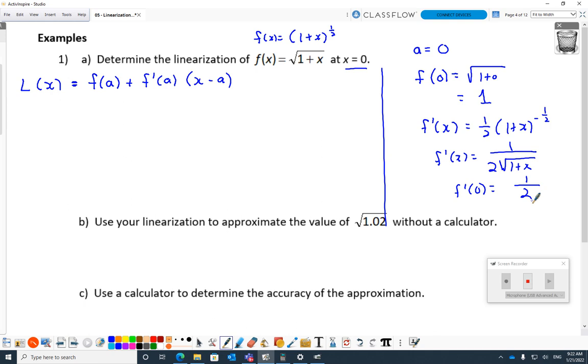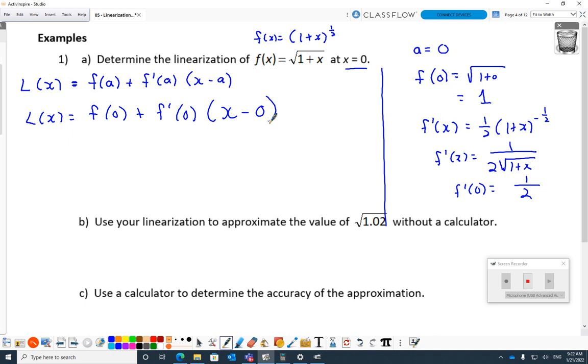We're trying to find the linearization at 0. So a equals 0. So linearization of x equals f at 0 plus f prime at 0 times x minus 0. Now, the fact that this is a 0 this time makes the linearization simplify up nicely, but in other questions, it might be like x minus 2 or x minus 5, okay?